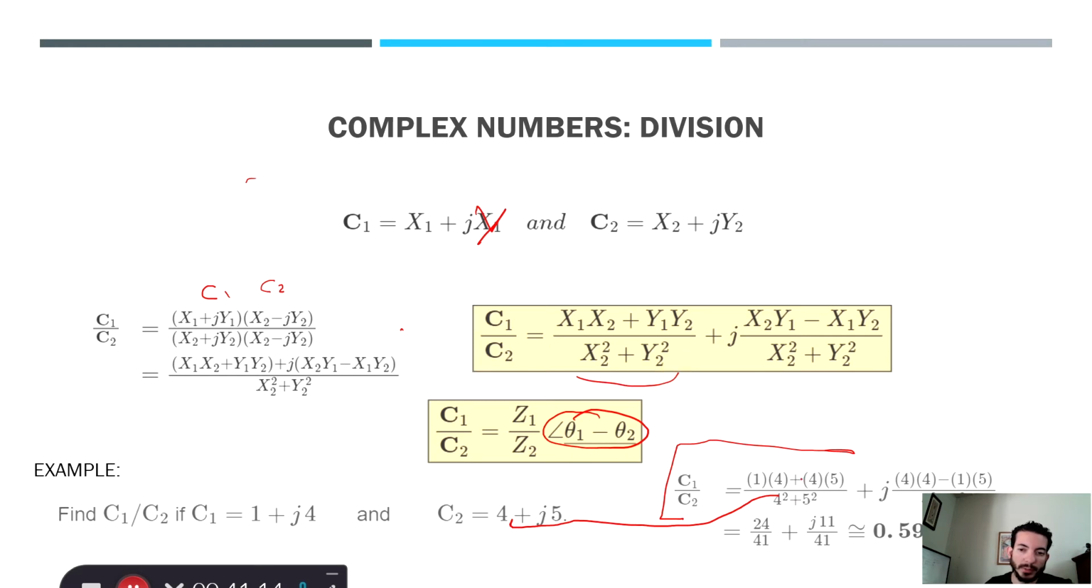And now this is everything for the real part. The imaginary part is similar. It's 4 times 4, which is the real part of the second number, times the imaginary part of the first number, minus the real part of the first number times the imaginary part of the second number, divided by the same denominator, which is the real part of the second number squared plus the imaginary part of the second number squared. So it gets a little complicated, and not only can you make mistakes here, but it also takes time. So again, please use your calculator if you can.